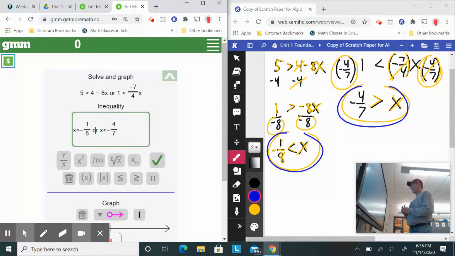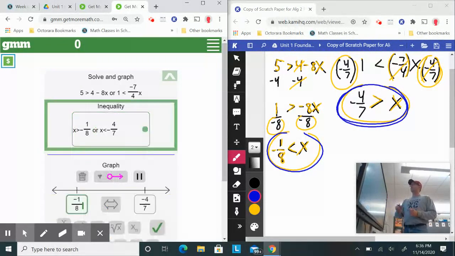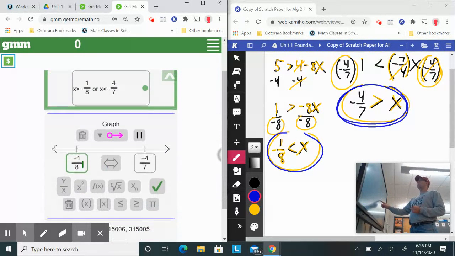And I took the second part, which I have circled in blue over here, and I wrote the x first again. It's just my preference. I like to put the variables first. And then I had to reverse the sign for that one, and then negative 4/7. If it's correct, we'll get some smileys hopefully, or at least a green dot. Okay, it worked. Now I need to graph this.